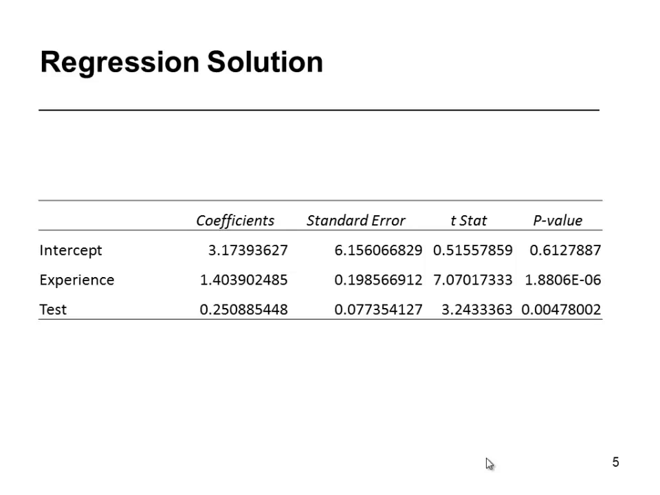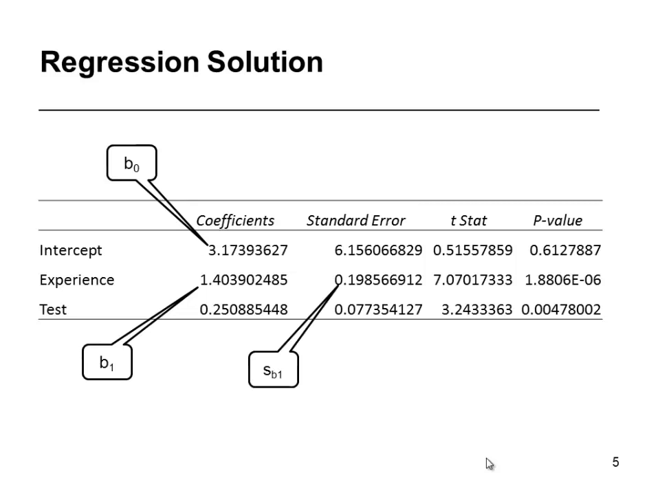So here's our fitted line. We have the intercept, the beta 0 here. We have the beta 1, which is going to be experience. That's our first x variable. Then we have our standard error of beta 1.